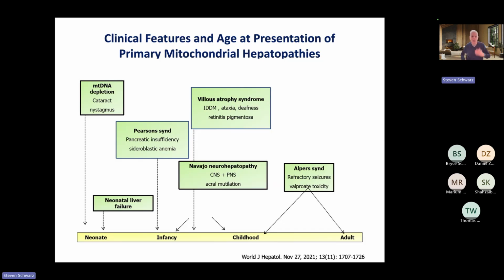And then we have the mitochondrial depletion syndrome. It can present in the neonatal period with cataracts and nystagmus. Pearson syndrome, leading to pancreatic insufficiency, is a mitochondrial disorder. And then we have Navajo neurohepatopathy, which again occurs between infancy and childhood. So it's tremendously variable. Again, the most important one for you to know about, and you should read something about, is the Alpers syndrome.